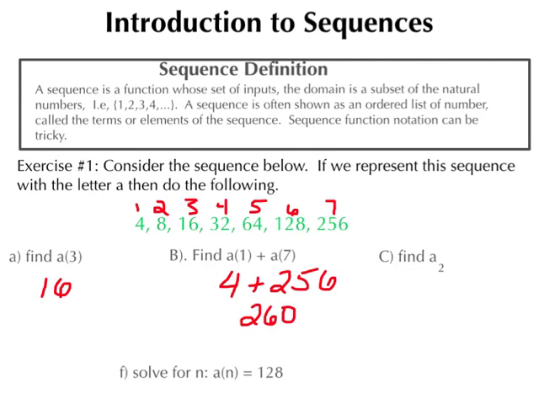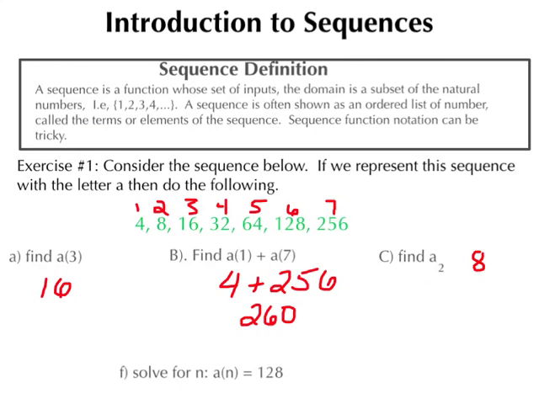Find, this is another way of writing A sub 2. Just another way of writing this. So A sub 2 is 8. Now I would like you to hit pause, and I would like you to do D, E, and I will do F. So I want you to do D and E on your own and come ready to class with those answers.